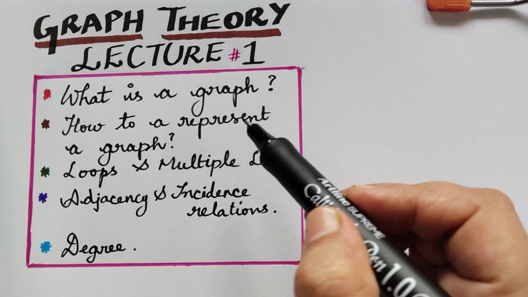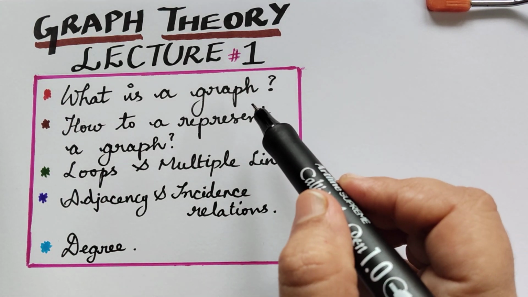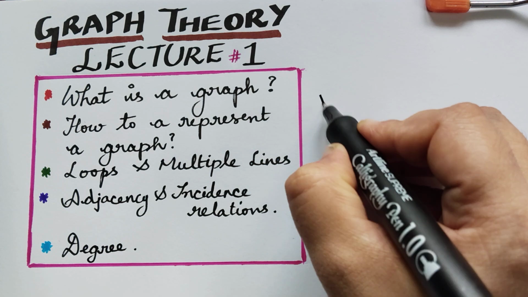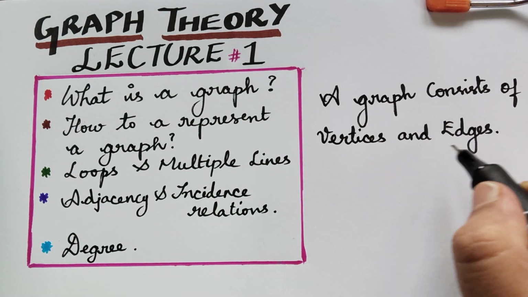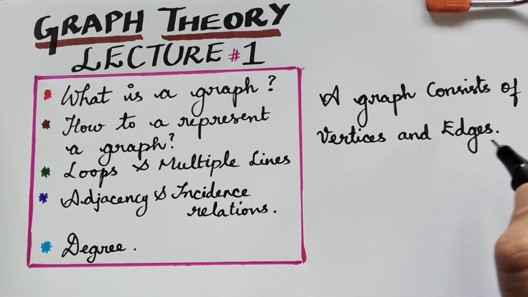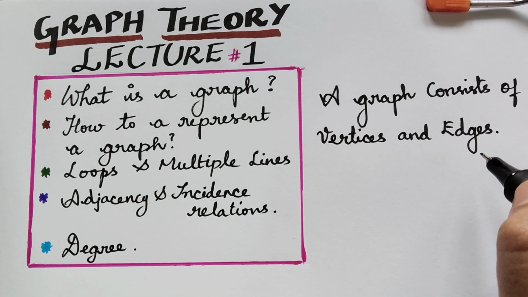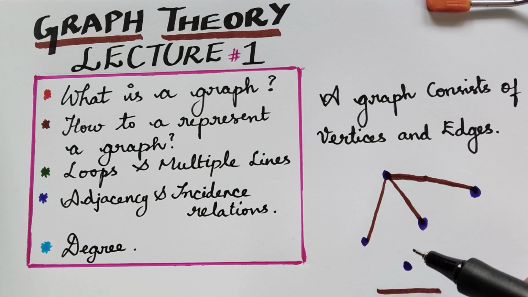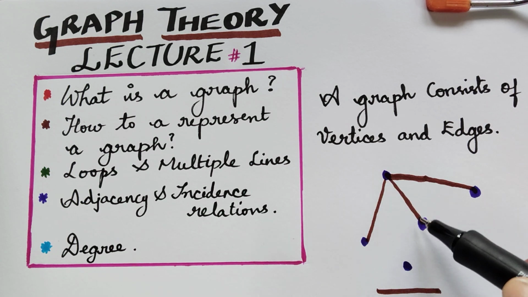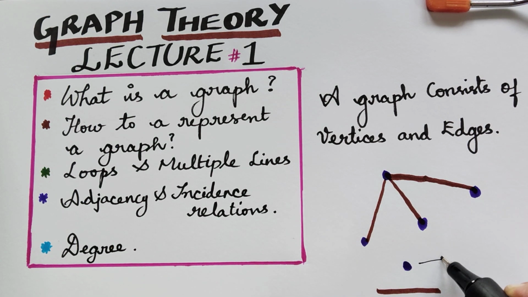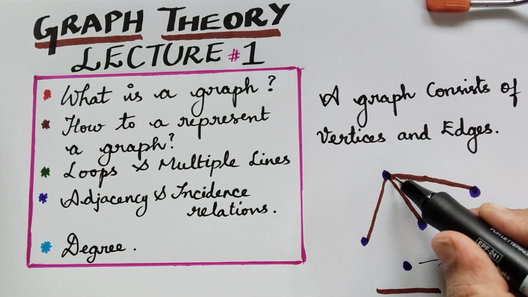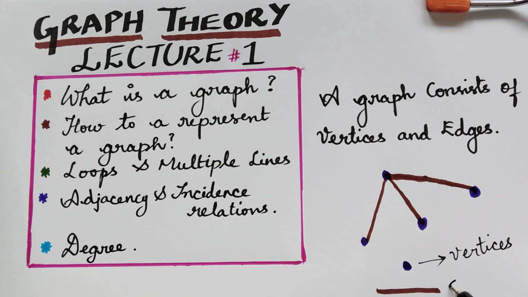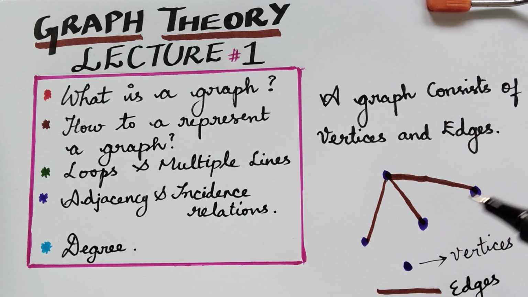So first, what is a graph? A graph consists of vertices and edges. We will see an example. Here we have a graph where these are known as vertices, the vertices of this graph. And you can see these lines, and these lines are known as edges of a graph.